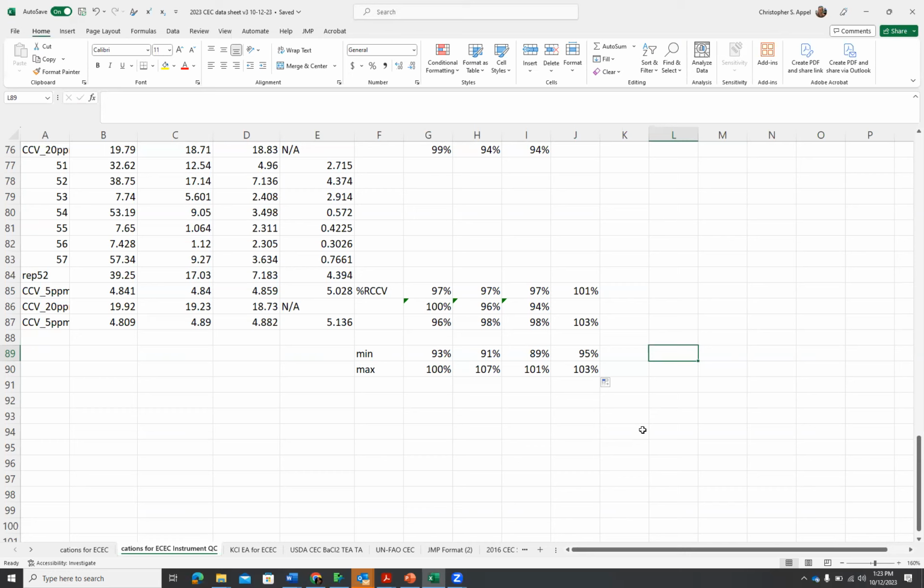And just so you recall, the order of the elements is calcium, potassium, magnesium, sodium, but in the QC table, it's calcium, magnesium, potassium, sodium. So the magnesium and the potassium are just a little different, or reversed.